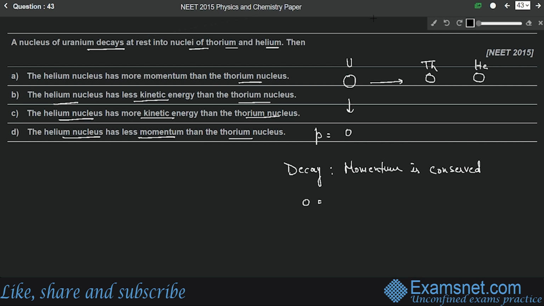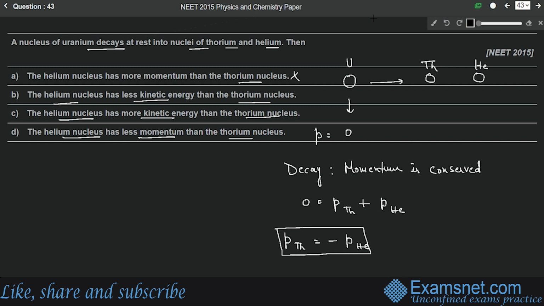After decay, the momentum of the thorium is P thorium plus the momentum of the helium, P helium. So the sum of the momentum of thorium and helium is 0. So we can say that the momentum of the thorium is equal to minus momentum of the helium. That means the magnitude of the momentum is the same, only the direction will be different. So the first option will be incorrect.